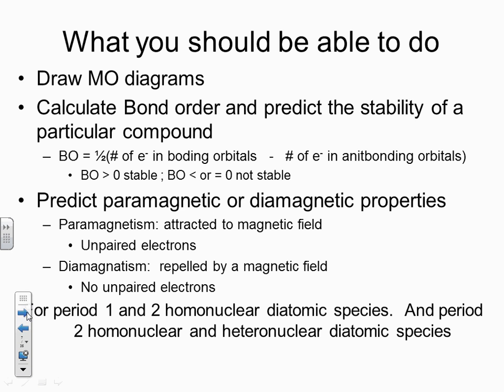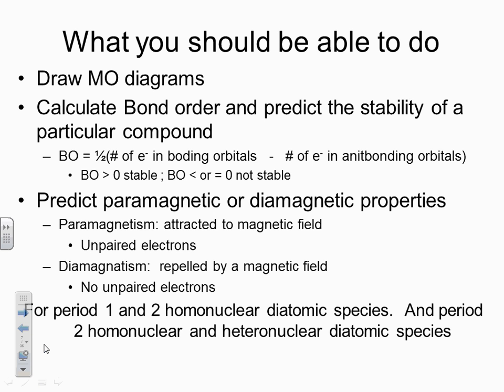Okay, how do orbitals combine? Oh, oops, sorry, didn't even see that there. Oh, you only have to do this. That is, draw molecular orbital diagrams, calculate bond orders, and predict paramagnetic and diamagnetic properties. We only have to do that for periods 1 and 2 homonuclear diatomic species. Think about the words. Homonuclear, meaning the same nucleus, of diatomic species. So 2 atoms of the same kind bonded together in periods 1 or 2. That's all you have to do this for.